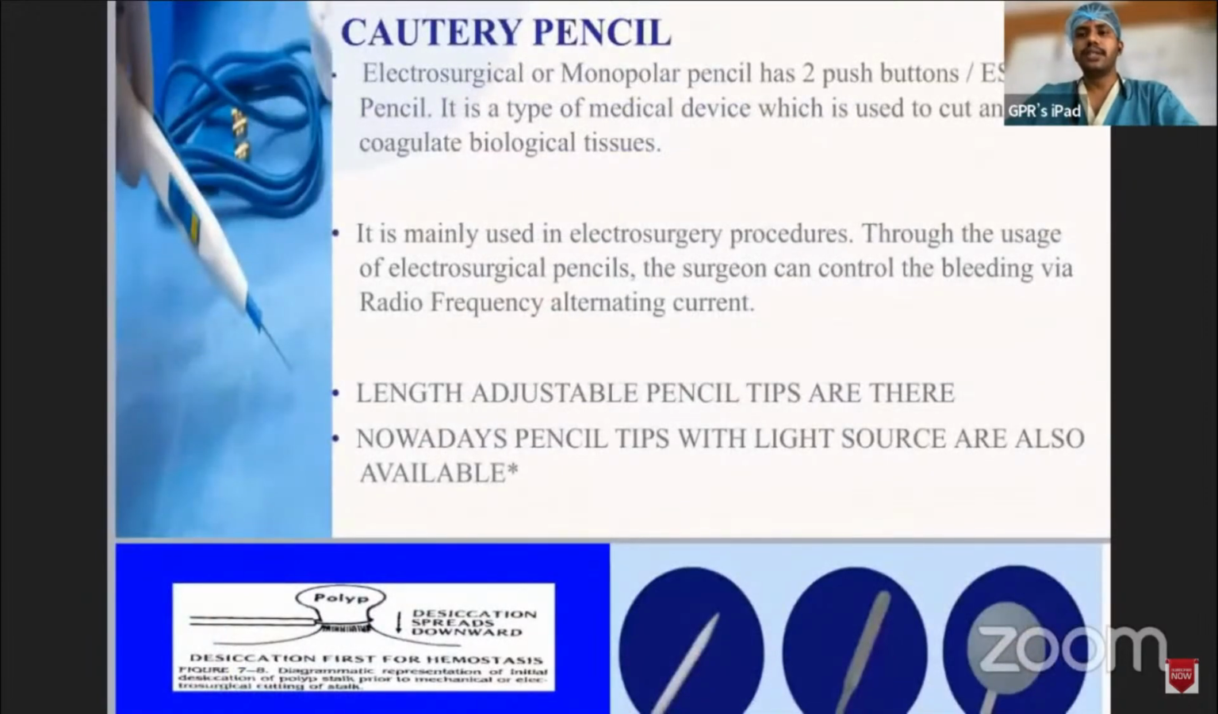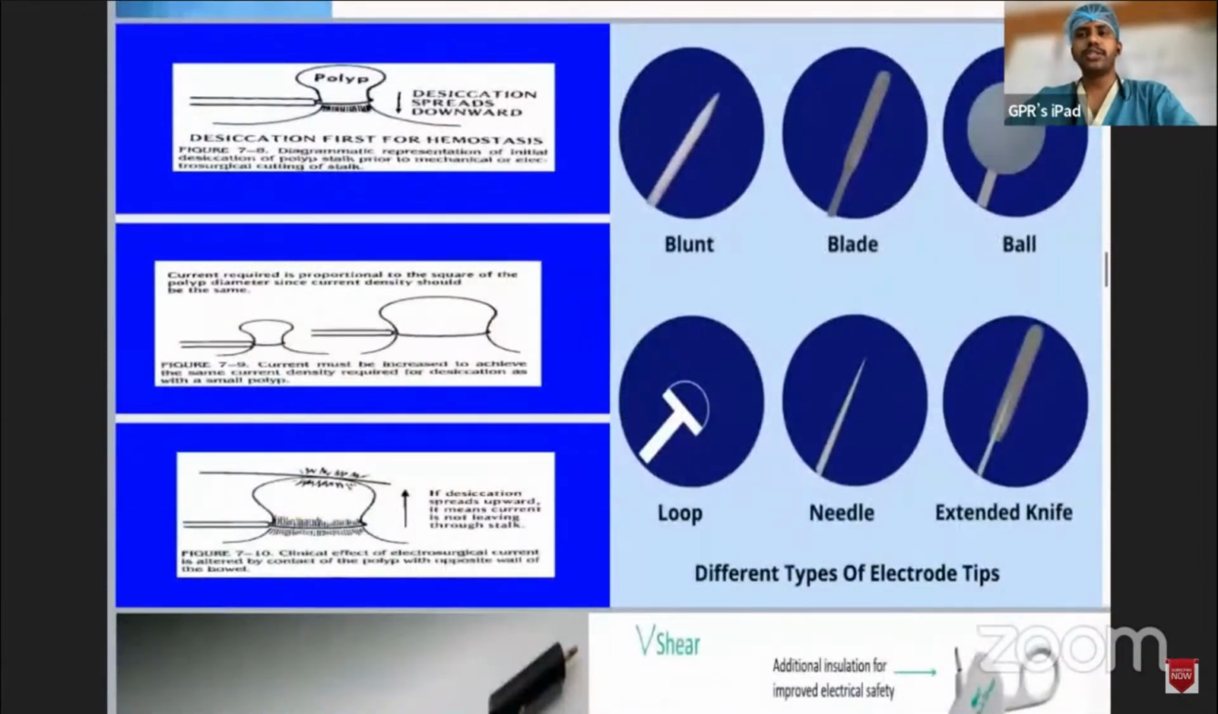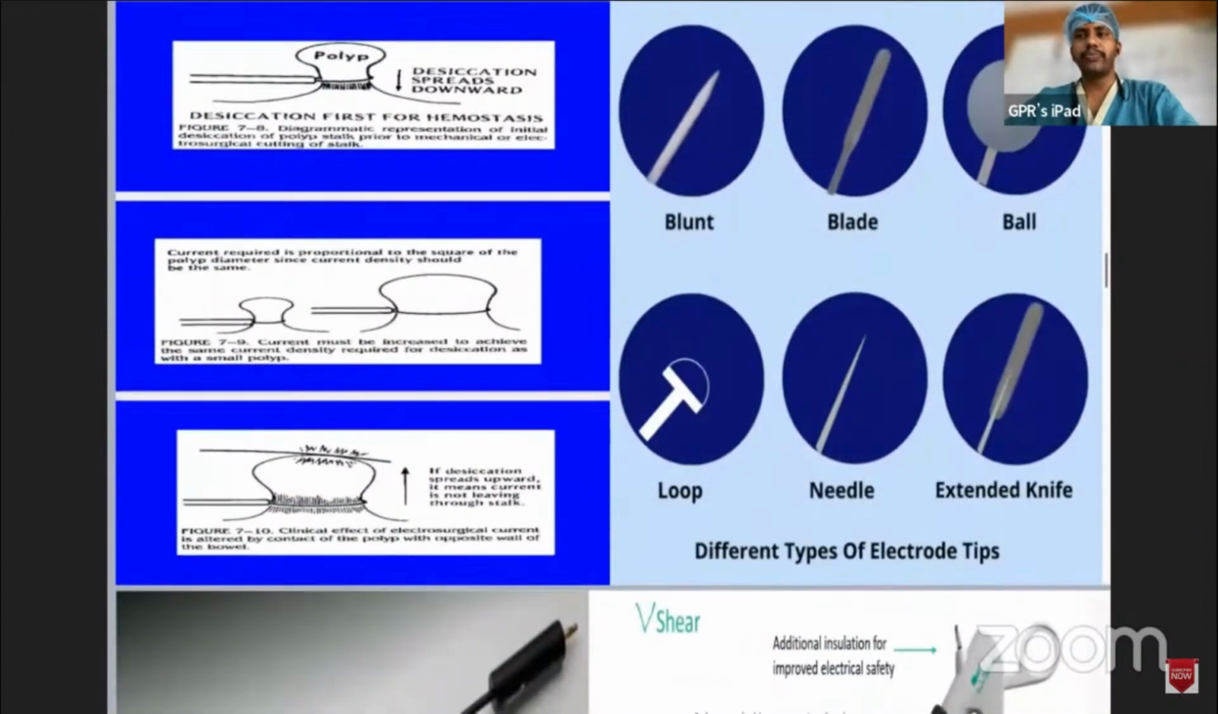So the cautery pencil is the one that delivers the current to the patient's body. It has two buttons. One is yellow, which causes the cutting, and the blue causes the coagulation. Nowadays length-adjustable pencil tips are available, and the pencils are also provided with a light source. Even further, the pen tips have been given an evacuation chamber to remove the smoke out of the patient's body. These smokes are nowadays classified as class 2 mutagens, and they have a carcinogenic property too.